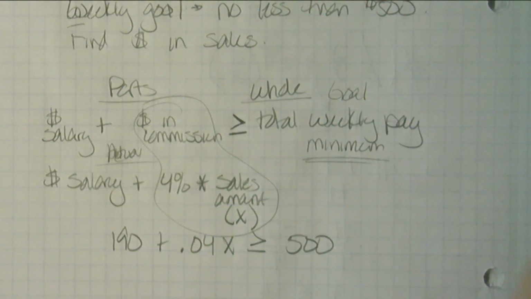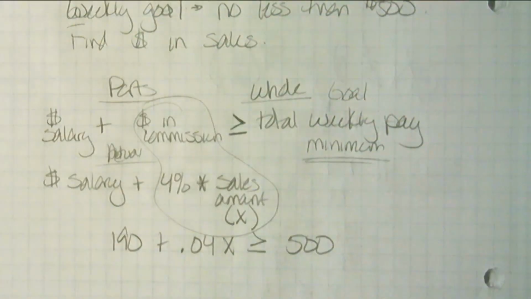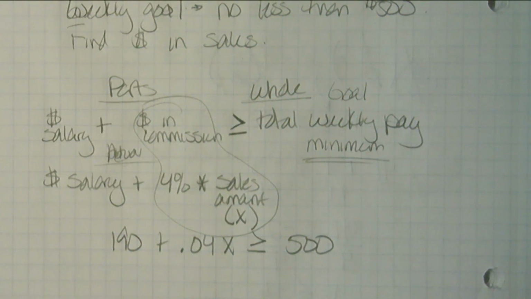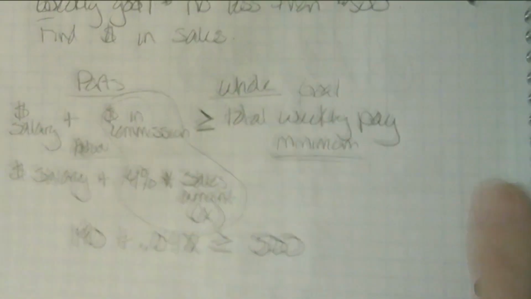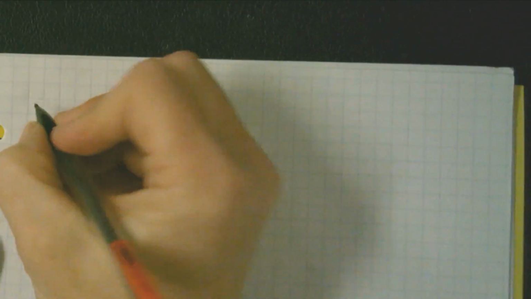Chris, does that help you? I kind of have to remind you guys how to find commission. We don't do it a lot. And then you can solve that from there. Chris, do you need me to solve that? Yes. It could be on the test, so understand commission. It's a percentage of the amount that you sell. Okay. 45. Who asked me for 45?